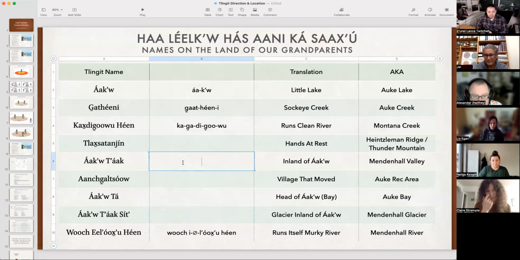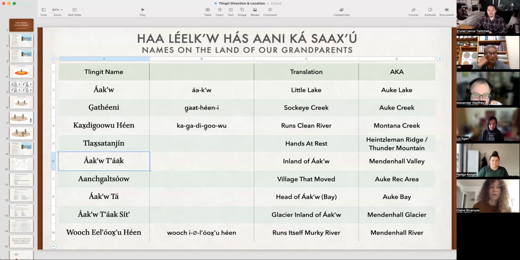Okay. So we're going to jump down to this one. So we've done áax'w. So this other word, tsak. This is one of these, we call them postpositions. It comes after a noun, right?